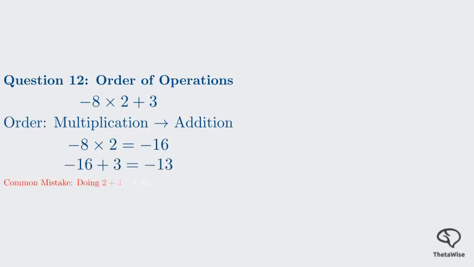A common mistake is adding the 2 and 3 first to get 5, then multiplying by -8. This would give -40, which is incorrect.